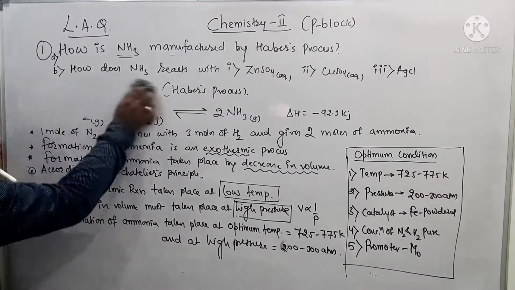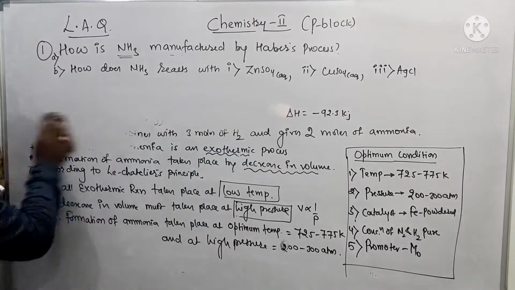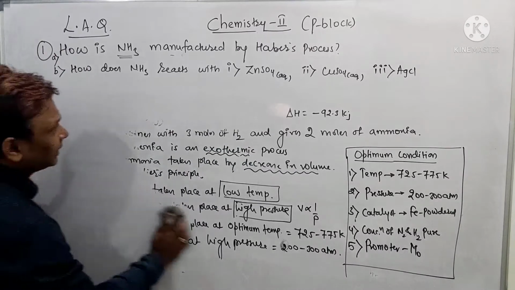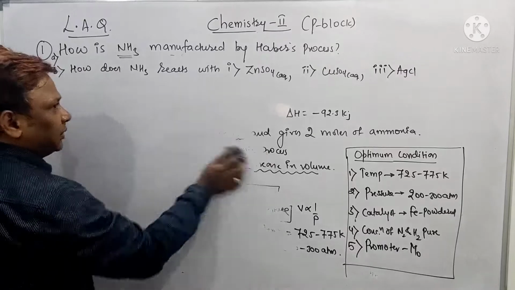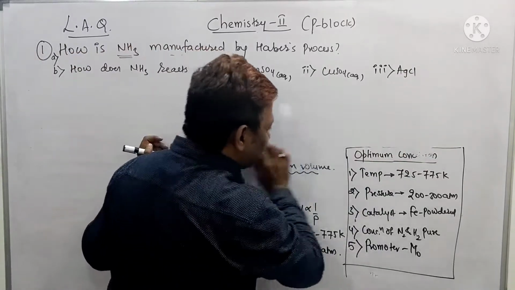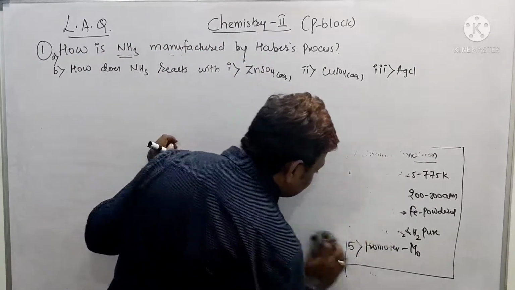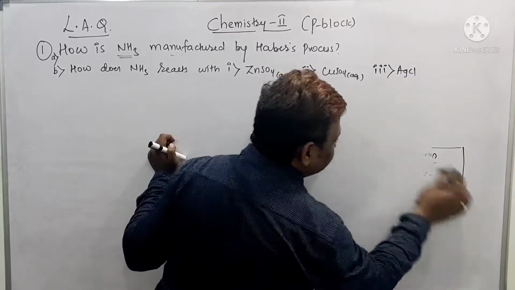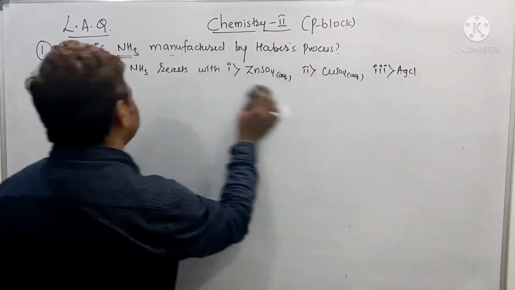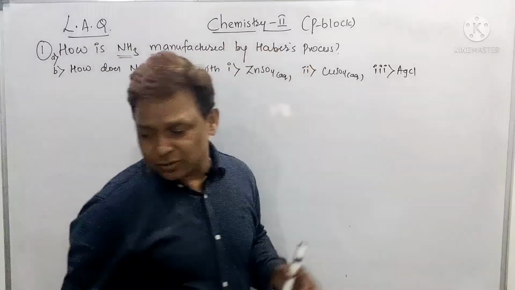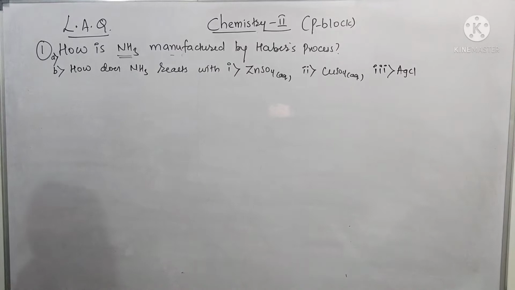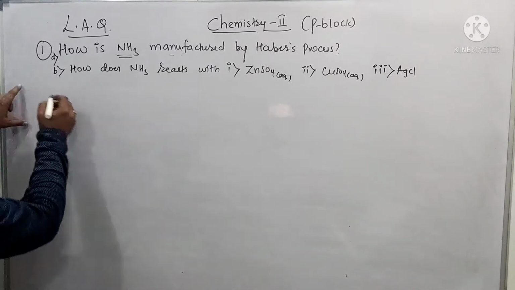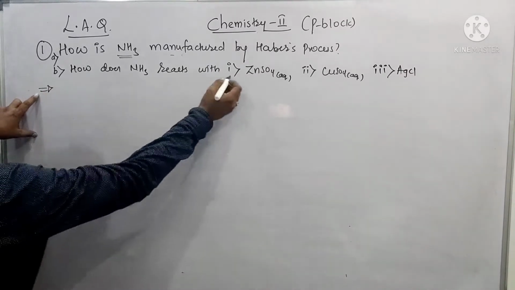Very good, beta. Second part we'll see now. How does this ammonia react with the following? Reaction of ammonia with ZnSO4, reaction of ammonia with copper sulfate, and reaction of ammonia with AgCl, which is in the solid state. See, beta, this is 100%. I will tell you, if you study this question, you will surely get it in the exam and you are able to score 8 marks easily here. First one, second part, ZnSO4.